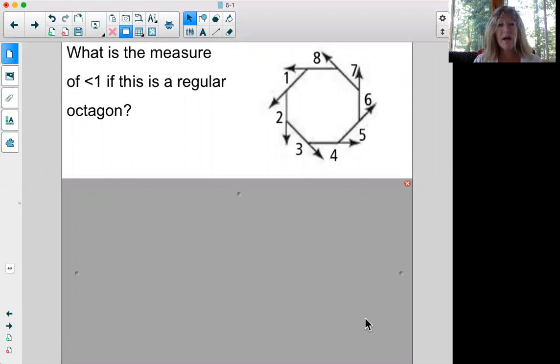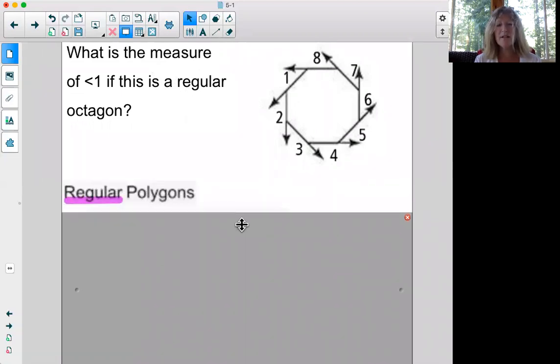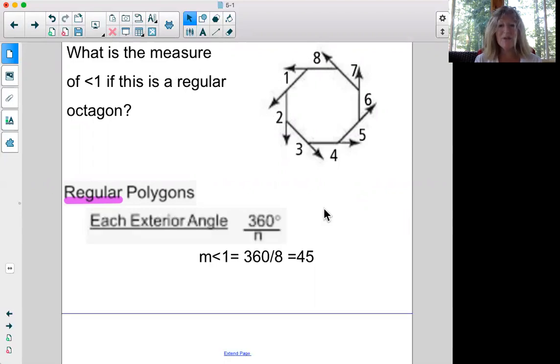So with all that we've done so far in mind, pause and find the measurement of angle 1 for this regular octagon. We know that in regular polygons, the sum of exterior angles is always 360, and if n is 8, and they're all the same, you could do 360 divided by how many there are and get they're each 45.